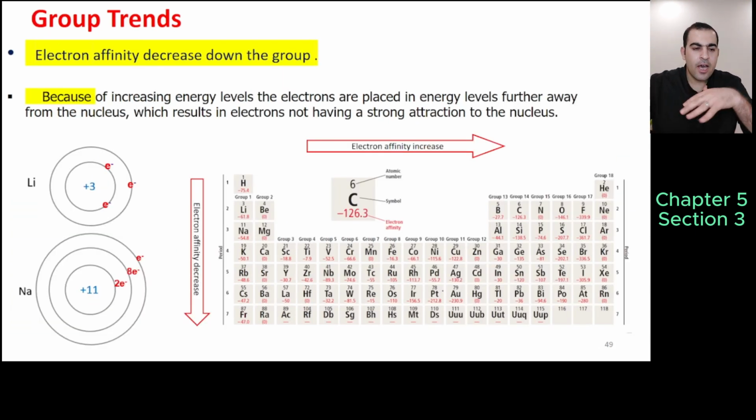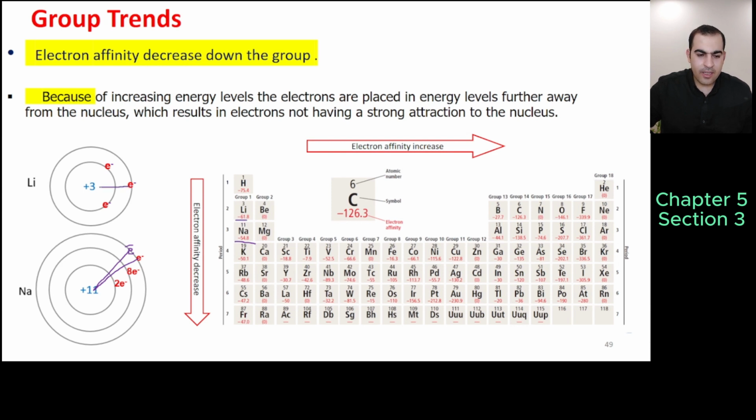Okay, electron affinity decreases down the group. Why? Because when shell number increases, electrons are not going to be strongly attracted, they're going to be farther from the nucleus, which results in electrons not having a strong attraction to the nucleus. If you add an electron, this electron is not strongly attracted by the nucleus either. It means that when it does not have high attraction for that electron, it's going to gain it, but it releases a small amount of energy. Sodium is going to release minus 54, lithium minus 61.